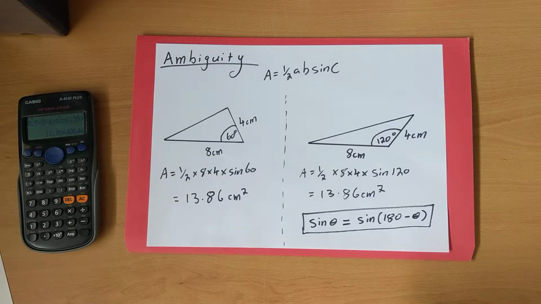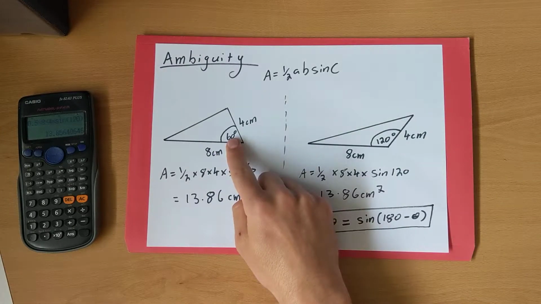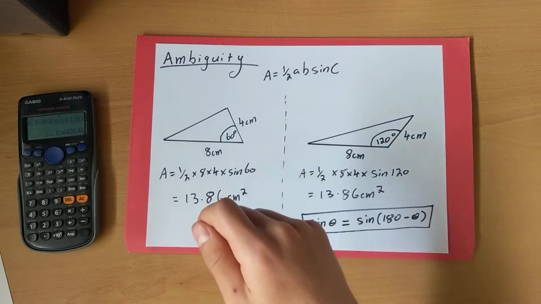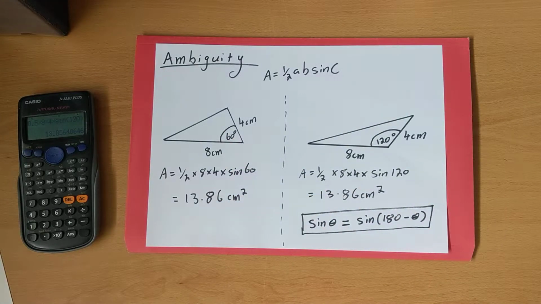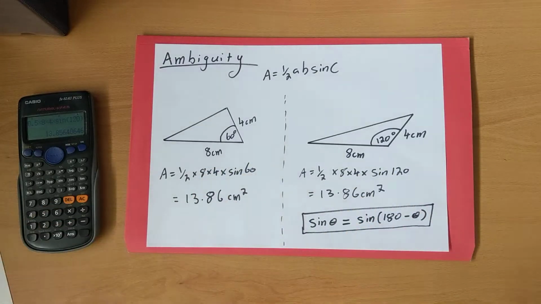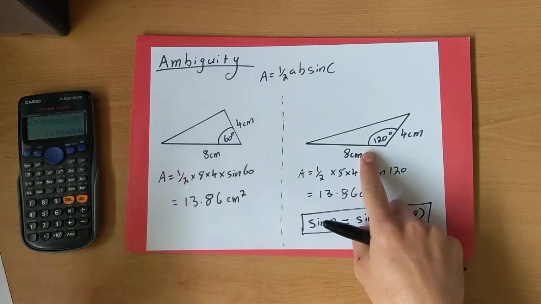So when we're doing these area questions, if I have the side lengths and the angle in between, then I can calculate the area of the triangle exactly. But if I get given just the area and the side lengths, and I'm asked to calculate the angle, then as you can see here, there's sometimes more than one possible answer. So if this question had been, there is a triangle with an area of 13.86 centimeters, one side length is 8, one side length is 4 centimeters, calculate the angle in between, there would have been two possible answers.